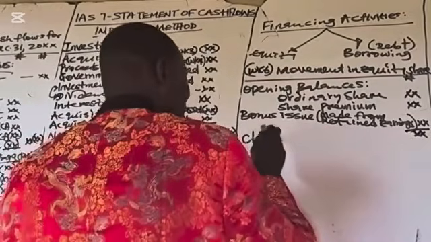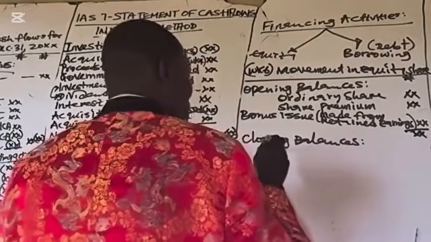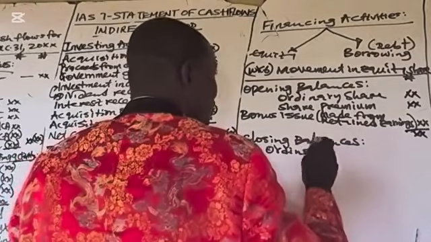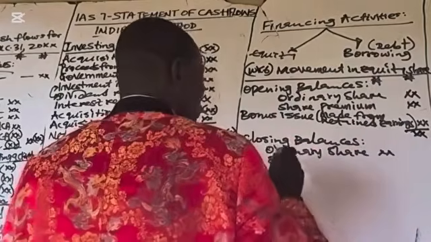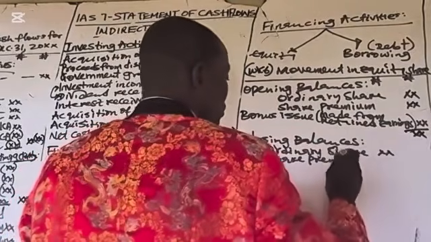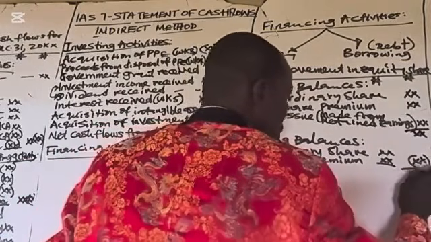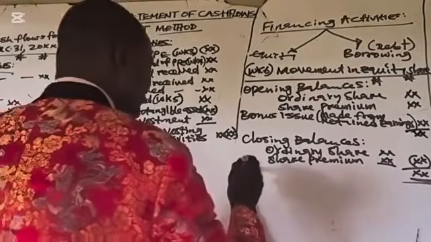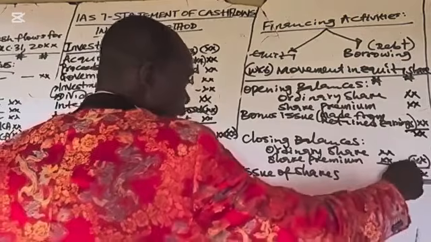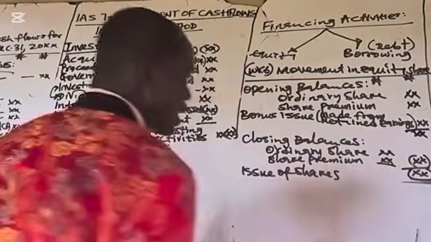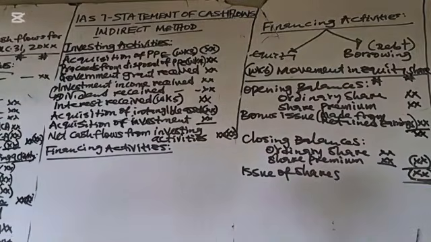Then you have the closing balances, which comprise your ordinary share capital and your share premium. Then after this adjustment, you have this. What you have here is the issue of shares. If there are issues of shares, the closing balance here will be greater, so that means this will be negative. The closing balance will be greater where there are issues of shares during the period.